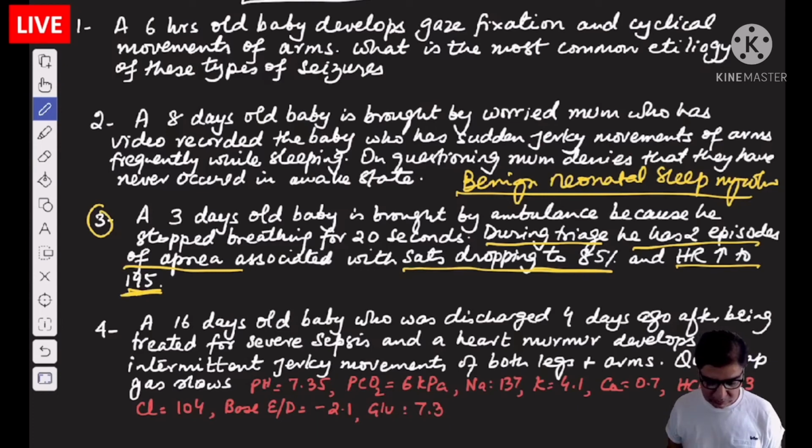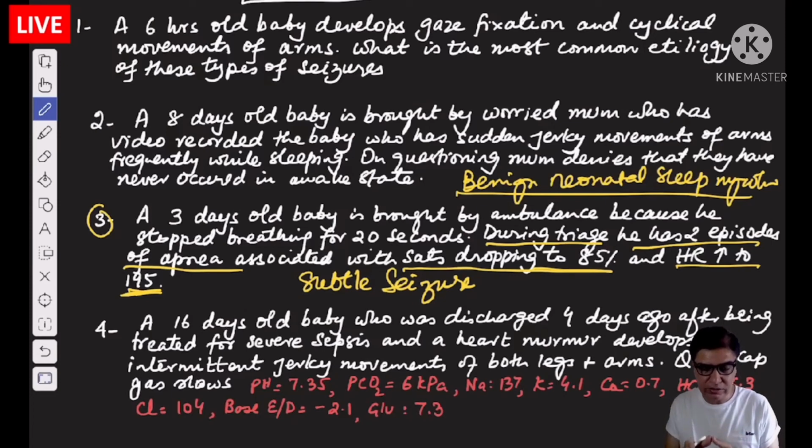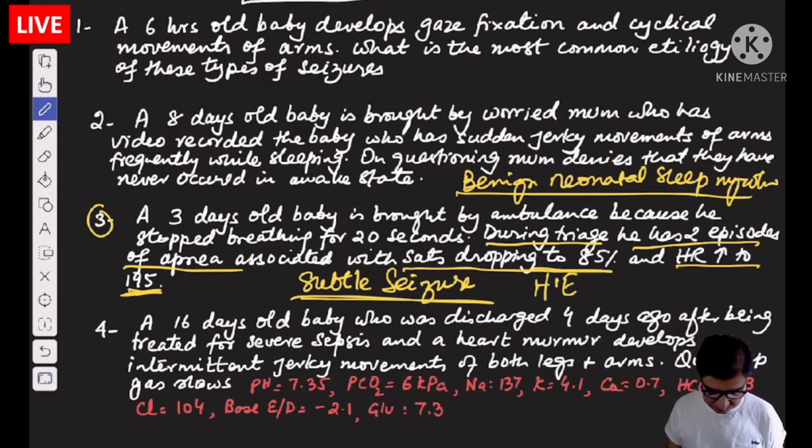So what is the type of seizure over here? Now this is a subtle seizure. So we will call it a subtle seizure. Why is it subtle? Because here you can see an autonomic phenomenon. And what autonomic phenomenon is here? You can see there is an increase in the heart rate, there is a decrease in the respiratory rate, so SATs are dropping. So he's having apnea with decreased SATs, and the heart rate increases. So there is no history of jerky movements here. So remember, autonomic phenomena are also a part of the seizures in neonates. So this is a subtle seizure. Again, the reason could be HIE.